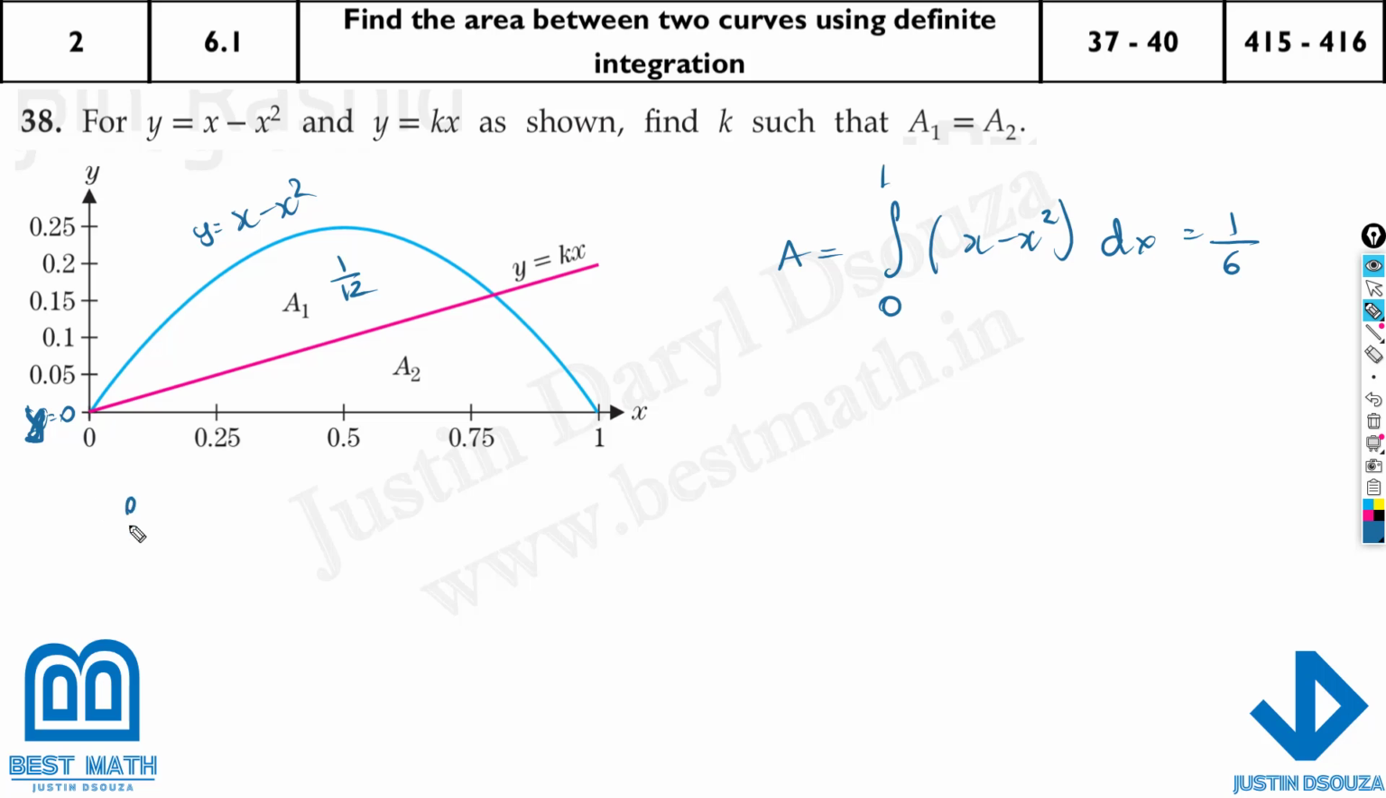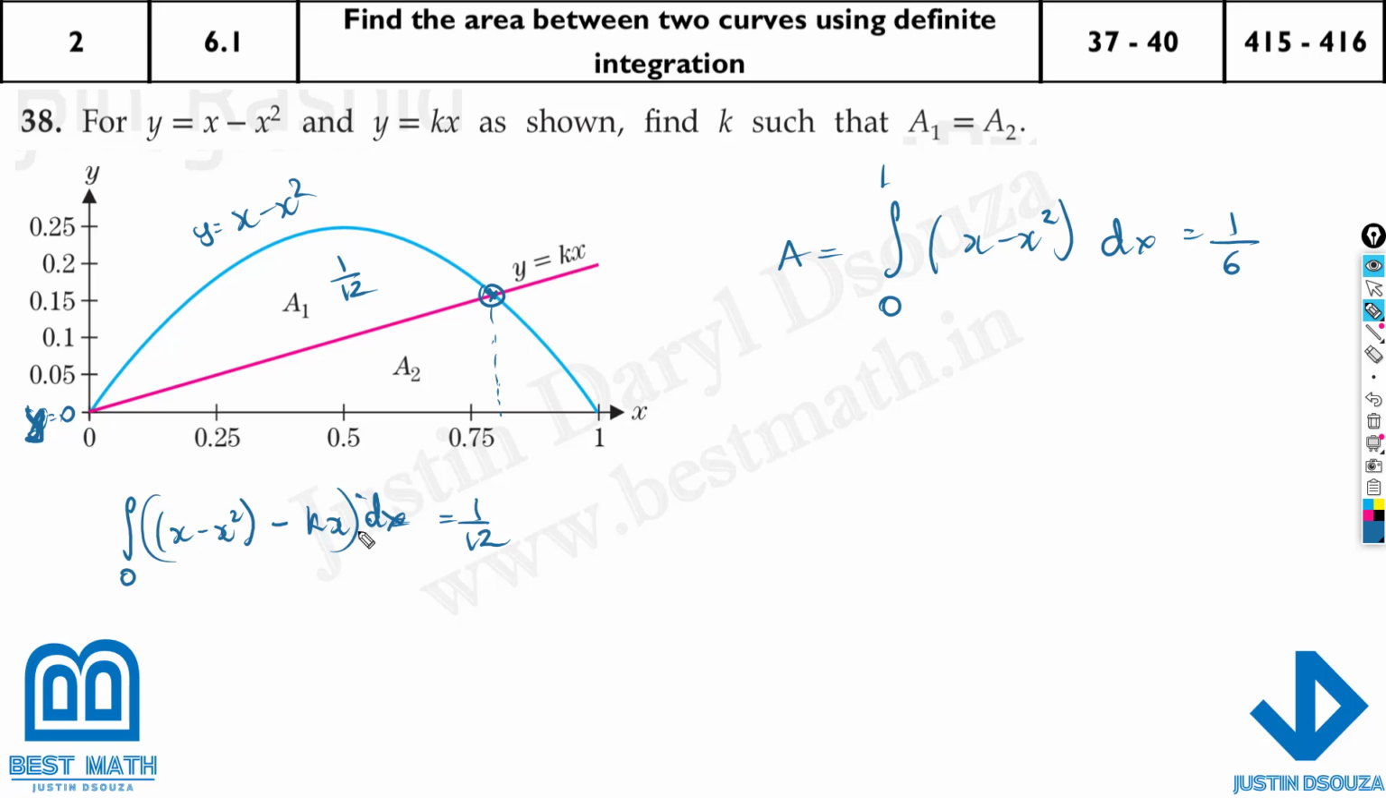Now, how does this help us? We can write integral from 0 to this particular point. I don't know where this intersecting point is. You can tell it's around 0 point something. We will see how to find it in a minute, but that is the upper limit. And what is the upper equation here? It's x minus x squared minus the lower equation. What is that? kx. This entire thing with respect to dx will be equal to 1 by 12. And I don't know what this is. Now we will find this in a minute.